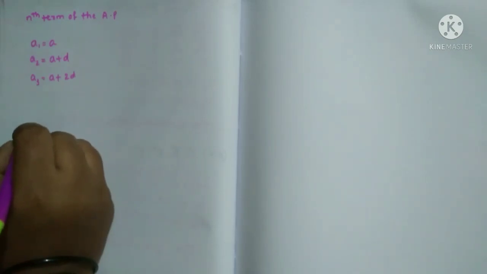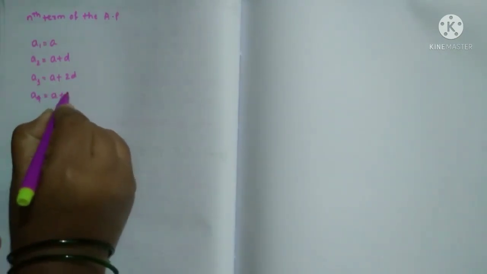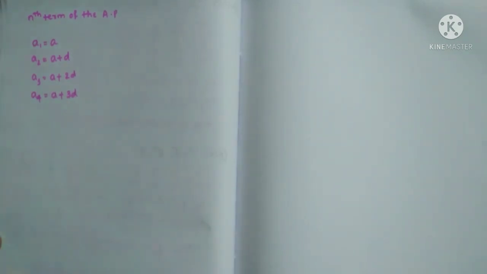In the last video I told you about this. A4 equals A plus 3D, while telling the general form of the AP. What is the general form of the AP? A, comma, A plus D, comma, A plus 2D, comma, A plus 3D. And the general term means A plus n minus 1 into D. That general term is called the nth term of the AP.